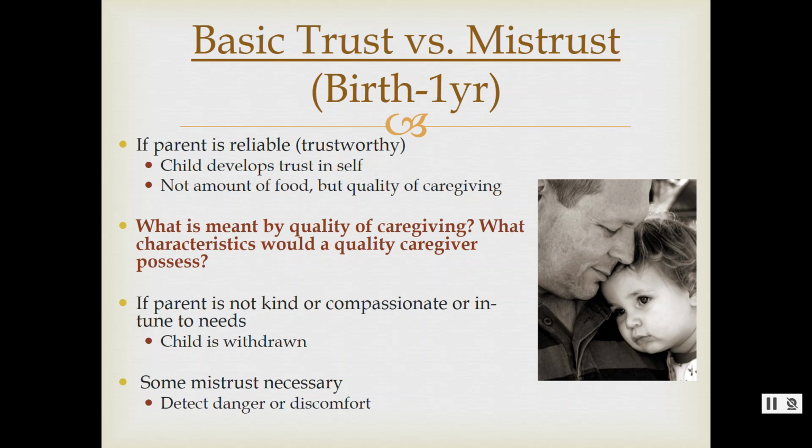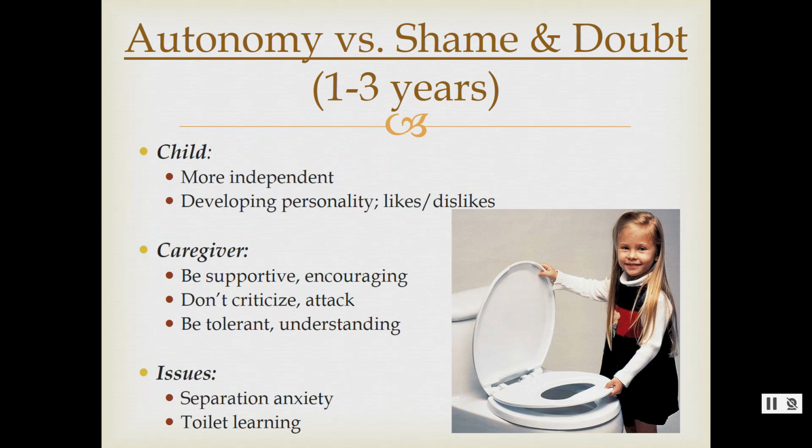His next stage is about developing autonomy or having an outcome of shame and doubt. With Erikson, I think it's always important to have a good understanding of what his terms mean. Here, autonomy refers to the child being more independent. They're already developing who they are, what they like, what they don't like, part of their personality.